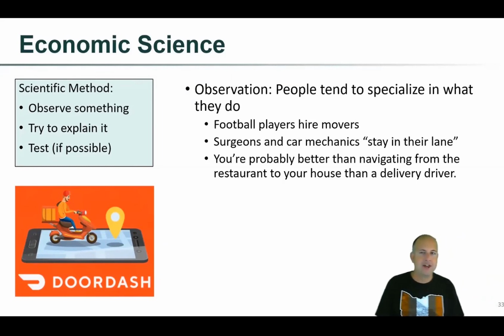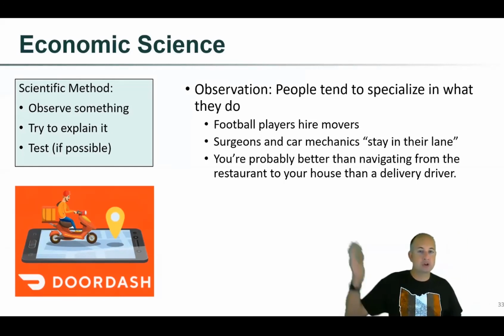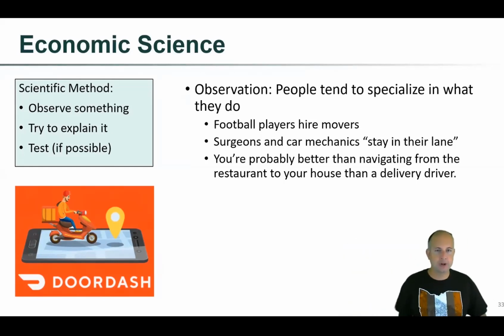So that's our observation: people often specialize. And not only that, people will outsource tasks. People will hire someone to do a task, even though that person is worse at it than you are. Even though the DoorDash person is worse than you are at driving to your house, you're still hiring someone to drive to your house.